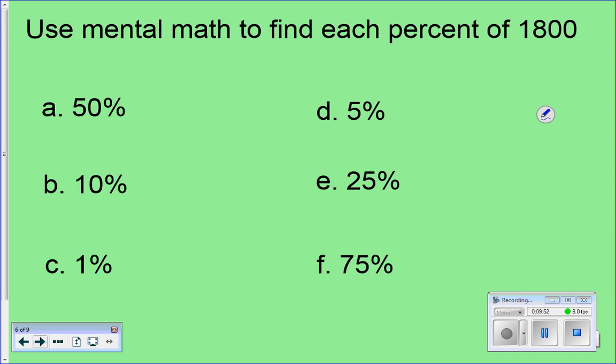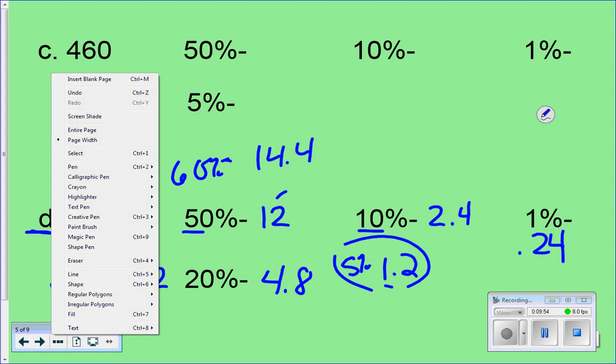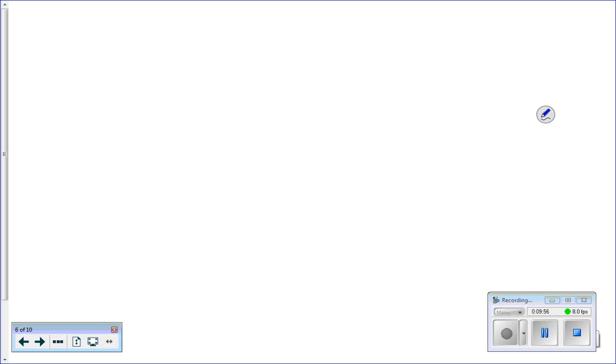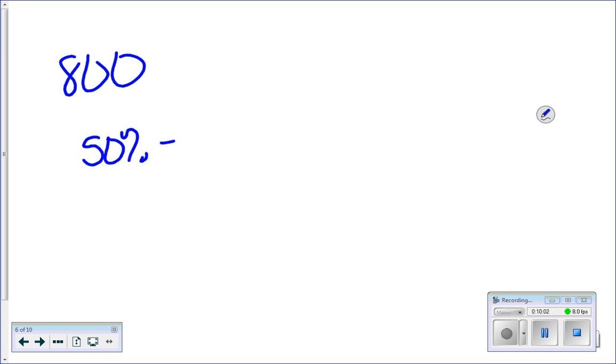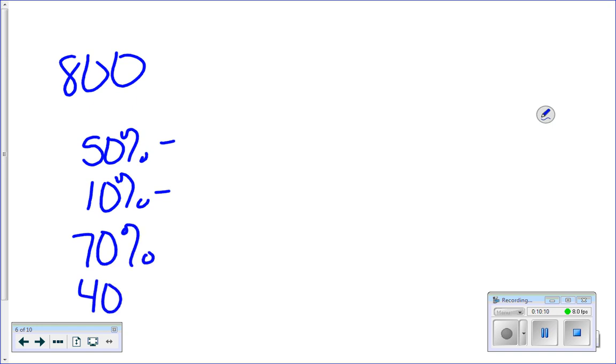Let's do this. I'm going to insert a page. I'm going to use 800, and I want you to find 50%. I want you to find 10%. I want you to find 70%. And I want you to find 40%. But what should you probably find first? Your 10 and your 50. Okay? Use your 10 and your 50 to figure out what everything else would be up here.